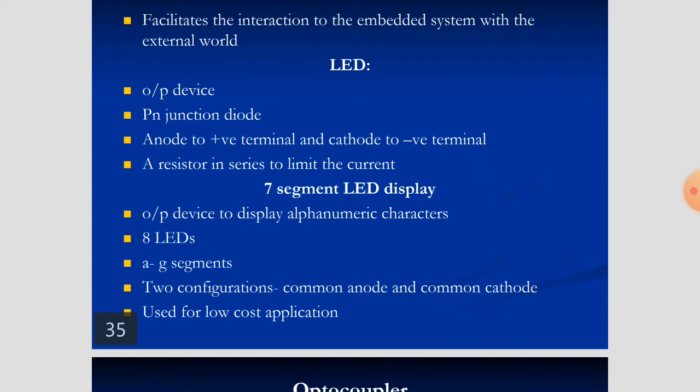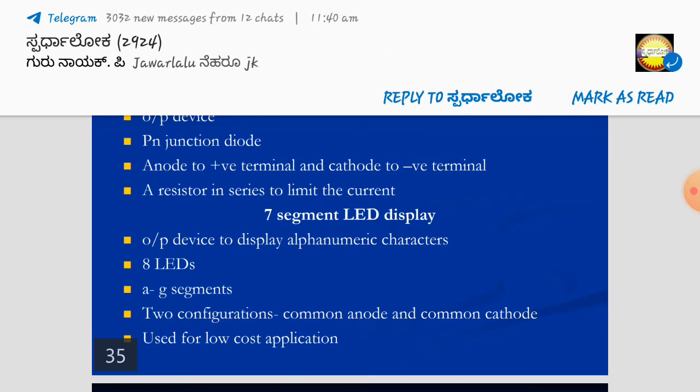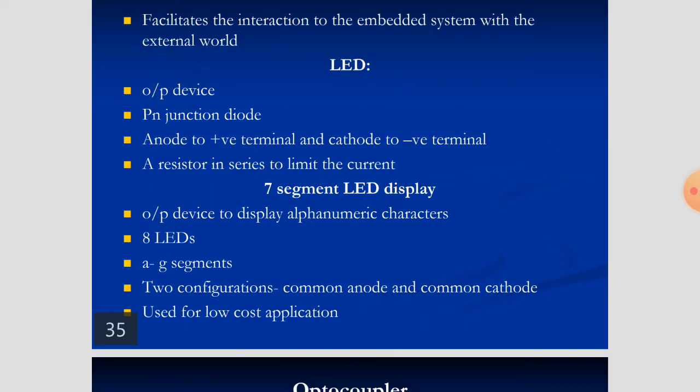For example, power status. If you power on, that is denoted by the LED blinking. It becomes the on state. If you are using a red LED, it gives the on state in terms of red. Like that, you can use different types of LEDs to know the status.